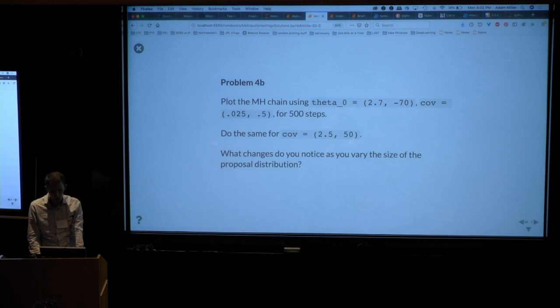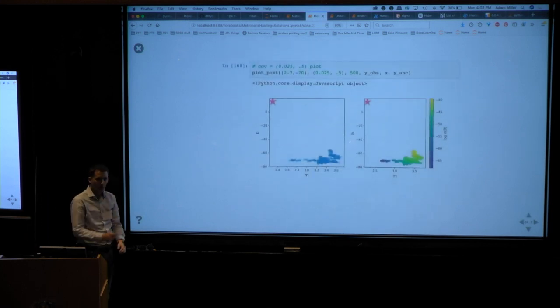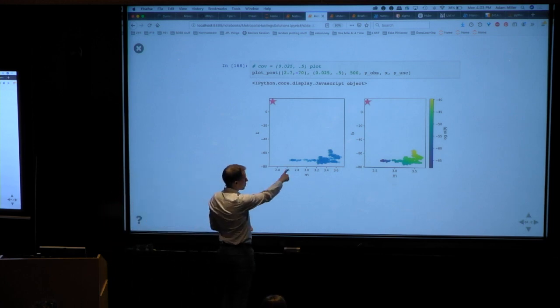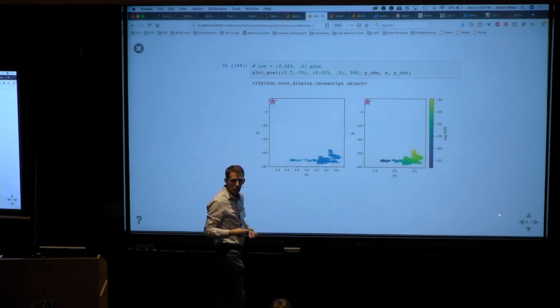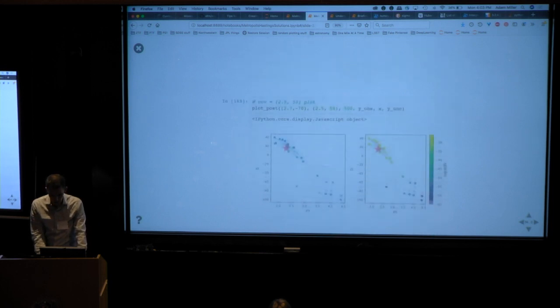What if we change our proposal distribution? So what if we use a very, very small Gaussian? Okay. So this means each of our proposed steps is very close to where we started, and you can see in 500 steps the chain doesn't actually travel particularly far.